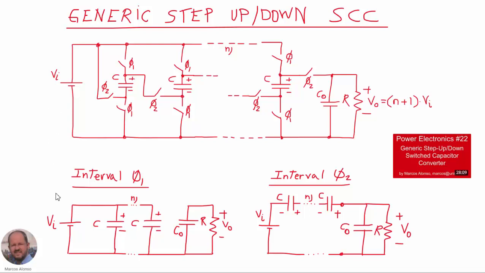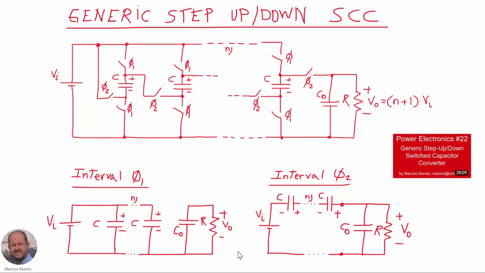We have seen this. We have also studied the operation of the converter quite in detail. We saw that during interval phi 1 we have this equivalent circuit, during interval phi 2 we have this other equivalent circuit, and then by studying the transfer of the charge between the different states, we can analyze the converter and get the different characteristics of the converter.